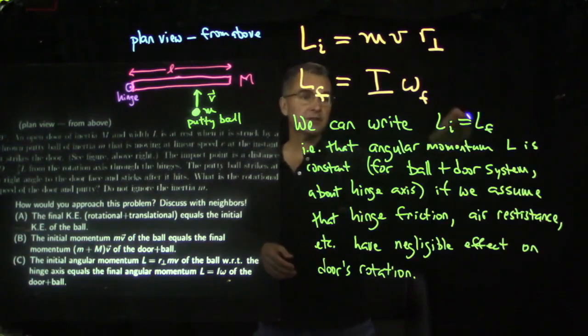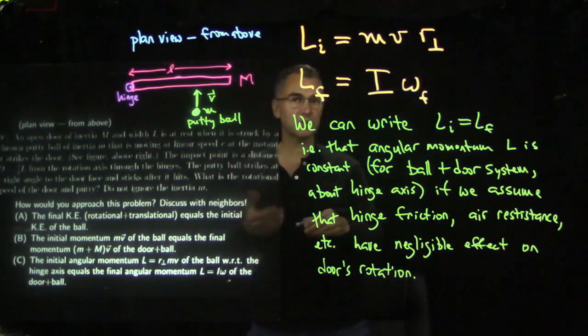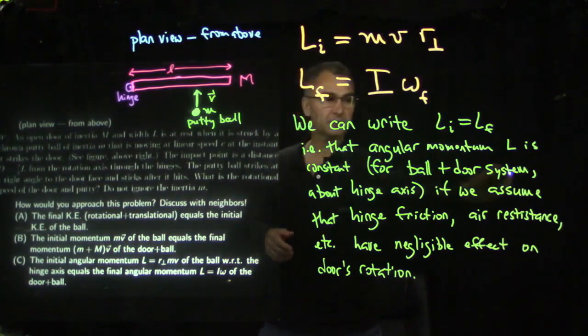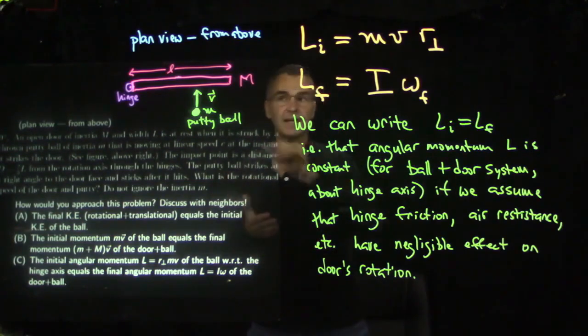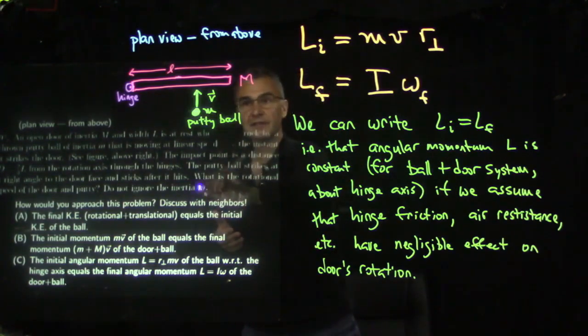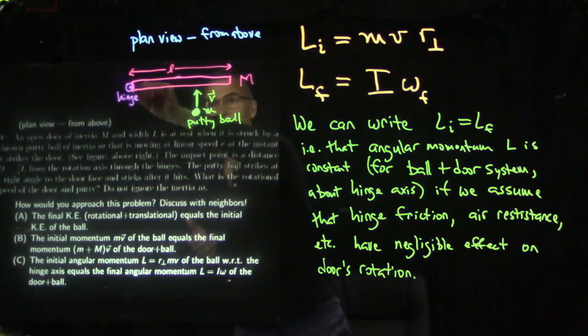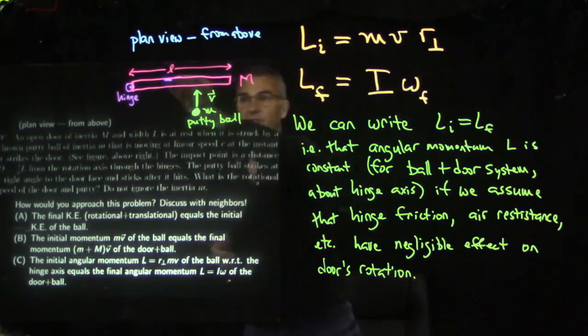So we can write that the initial angular momentum is the same as the final angular momentum as long as we appropriately express the angular momentum. This is the angular momentum for the ball plus door system. And initially, the angular momentum just consists of the linear momentum of this ball times the perpendicular distance to the hinge, because in the initial state, the door is not moving.